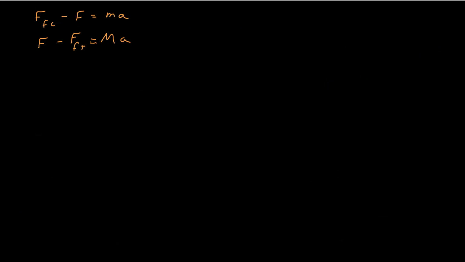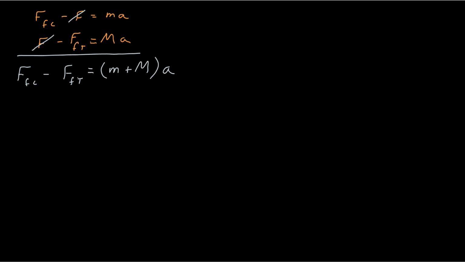I've made those substitutions and rewritten my equations, and now I need to solve for F and A. It seems to me, looking at it, if I just add those two equations together, the F's will cancel, and I will get the frictional force on the car minus the frictional force on the truck is equal to the total mass times A. And I can go ahead and solve for A.